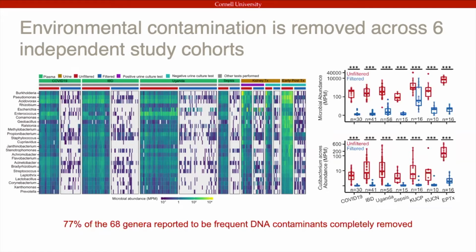In fact, 77% of the 68 genera were completely removed from all the samples after filtering. And then in the remaining genera, we are seeing up to 3-fold reduction in the number of molecules originating from the contaminant genera. We again quantified the abundance of Cutibacterium acnes, and we first found it in all of the samples before filtering. After filtering, we're removing C. acnes completely from 50 of the samples. And in the remaining samples, we find up to a 2-fold reduction in the number of reads that align to Cutibacterium acnes.